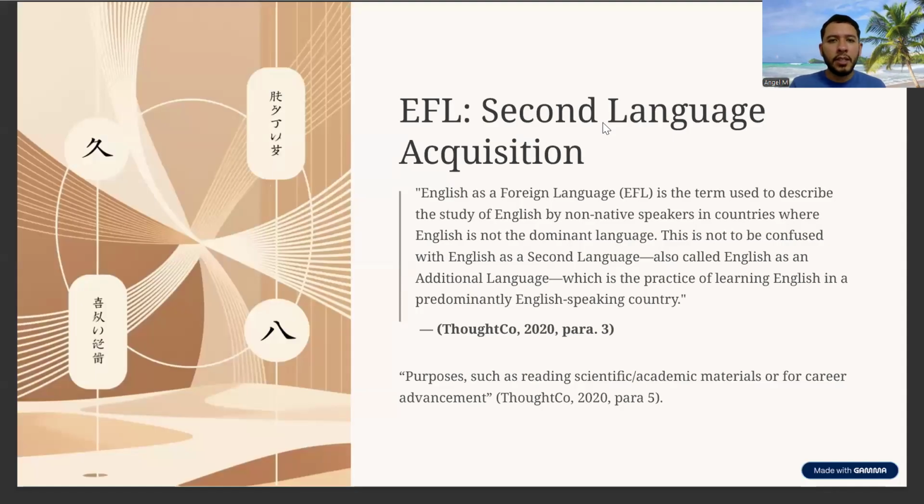The first concept is about EFL, English as a foreign language, and second language acquisition. English as a foreign language is a term used to describe the study of English by non-native speakers in countries where English is not the dominant language. This is not to be confused with English as a second language, also called English as an additional language, which is the practice of learning English in a predominantly English-speaking country, for purposes such as reading scientific academic materials or for career advancement.